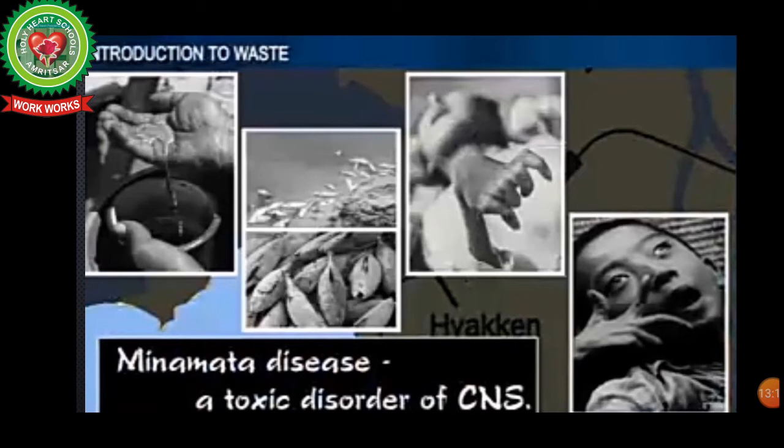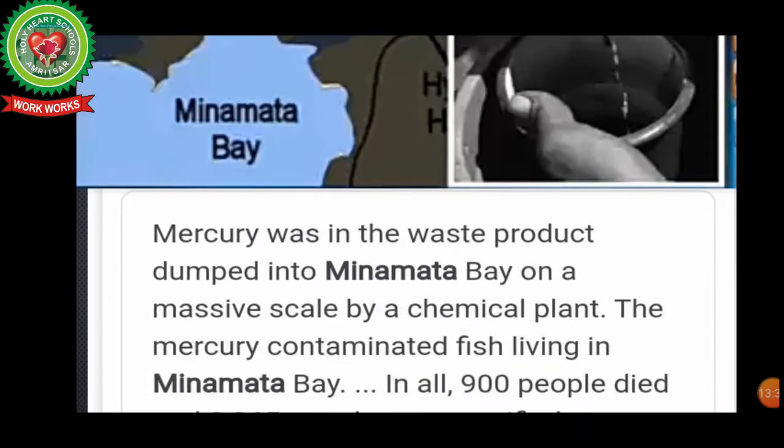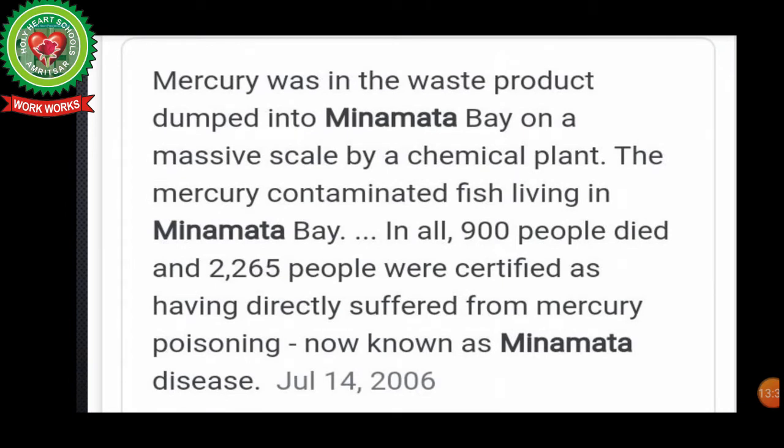Now, introduction to waste. Minamata disease, a toxic disorder of the CNS. Let us know about it. This disease occurred in Minamata Bay. Mercury was in the waste product dumped into Minamata Bay on a massive scale by a chemical plant. The mercury contaminated fish living in Minamata Bay. In all, 900 people died and 2,265 people were certified as having directly suffered from mercury poisoning. It is now known as Minamata disease.